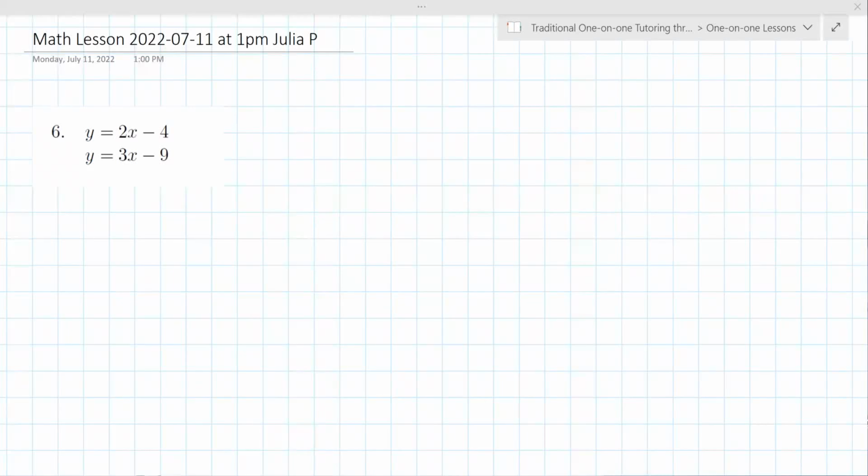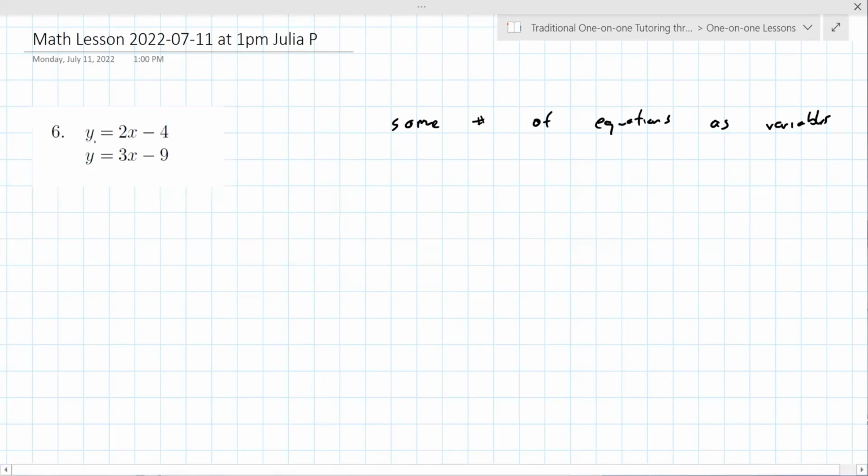of equations, believe it or not. System means you're going to have more than one. Here you've got two equations. You always need the same number of equations as variables. So here we've got two variables, x and y, and two equations.